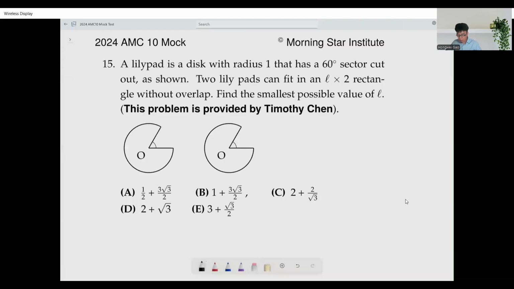Question 15. A lily pad is a disk with radius 1 that has a 60-degree sector cut out. Here we have 2 lily pads that can fit in an L times 2 rectangle without overlap. Find the smallest possible value of L. So in order to minimize L, the length, we need to minimize the distance between their centers.